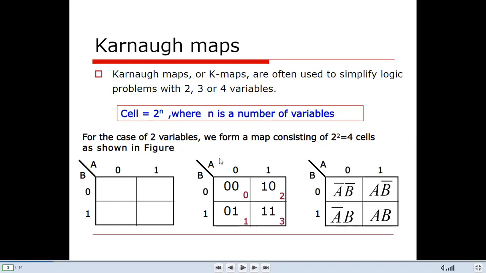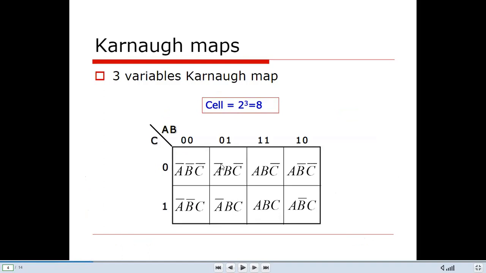So cell numbers 0, 1, 2, 3 correspond to A bar B bar, A bar B, A B bar, or A B. In this pattern, we can write the K-map for two variables. This is the SOP form, and in POS form it can be written as A plus B, A plus B bar, A bar plus B, A bar plus B bar. In this manner, we can write the POS equation, which is called the max term. SOP is called the min term.